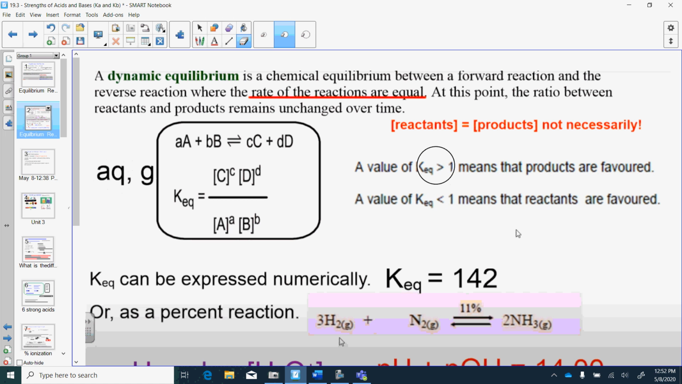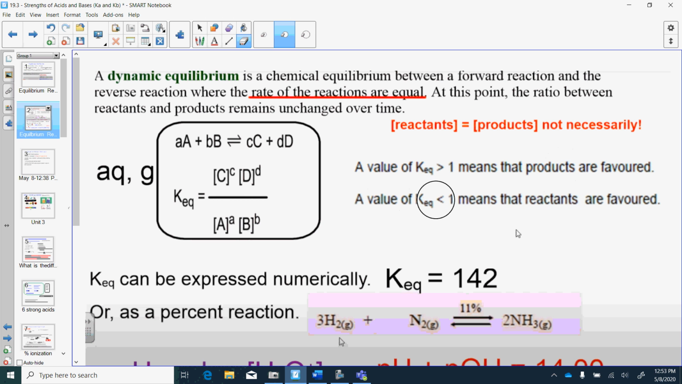The other thing we looked at is a benchmark. For KEQ, if it's greater than 1 or less than 1, that tells us something about the equilibrium. When KEQ is greater than 1, it tells us that products are favored. When the products are favored, it means we've made a lot of product. In order for us to make a lot of product, that forward reaction, that's what makes product, was going on for quite a while before the reverse kicked in. So we say equilibrium was reached late. Equilibrium is reached when that reverse one kicks in and becomes equal.